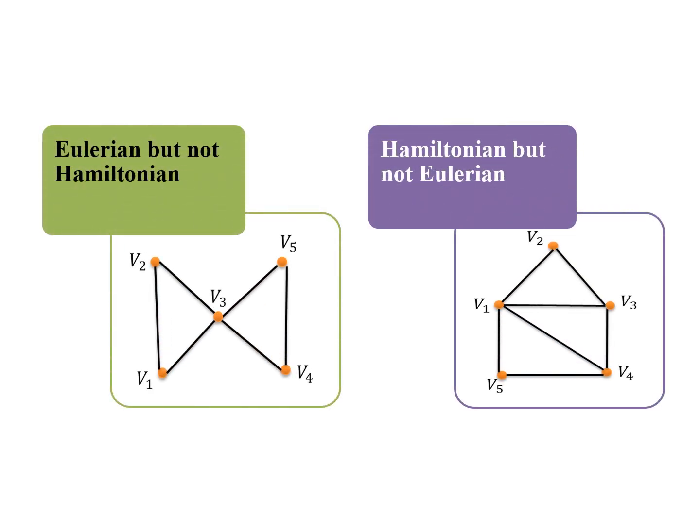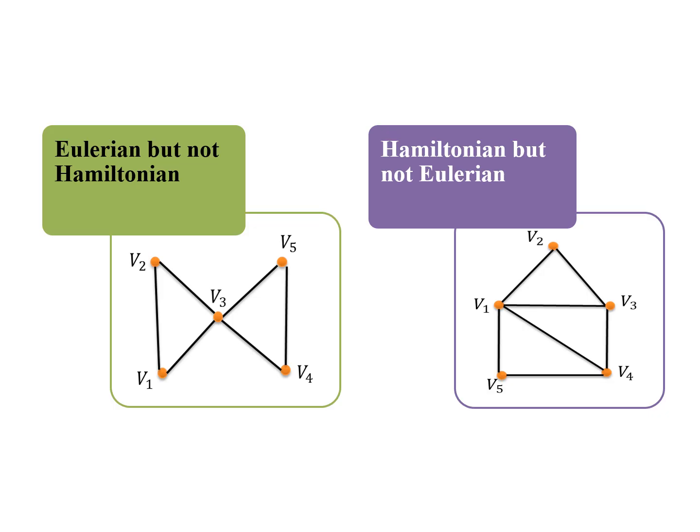Let us consider this Eulerian graph. Here, we cannot construct a cycle which contains all the vertices exactly once. So, this is the example graph for Eulerian but not Hamiltonian.